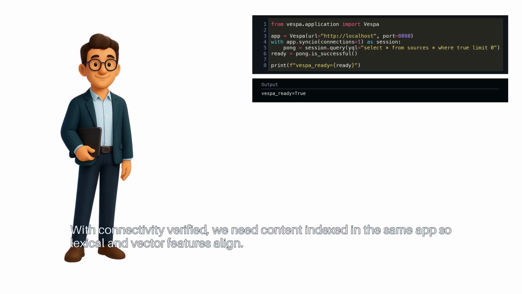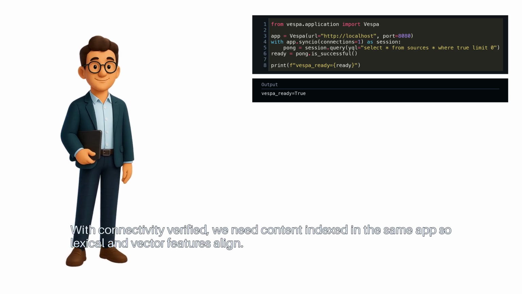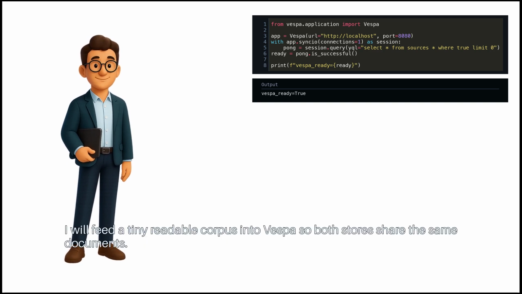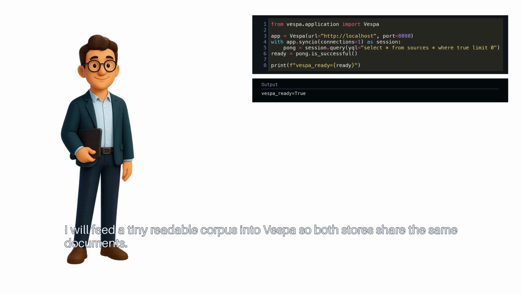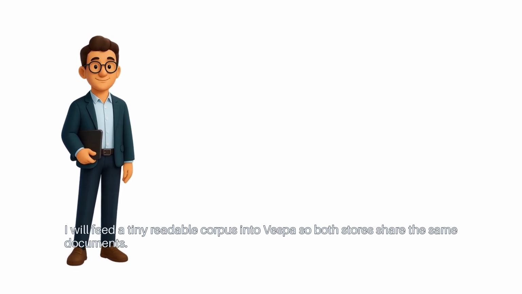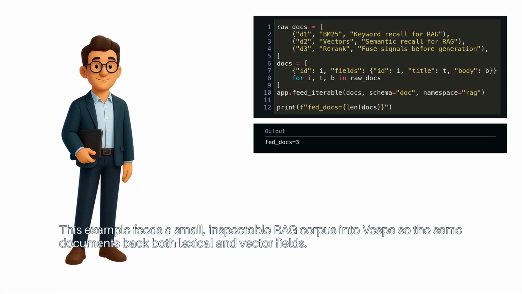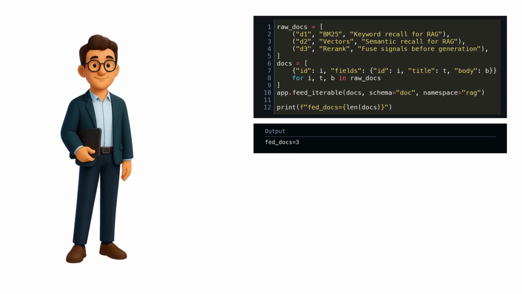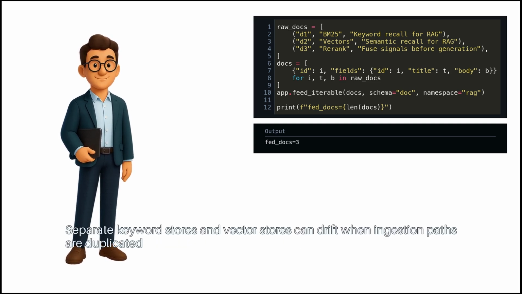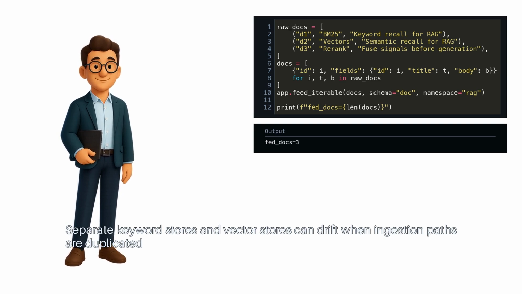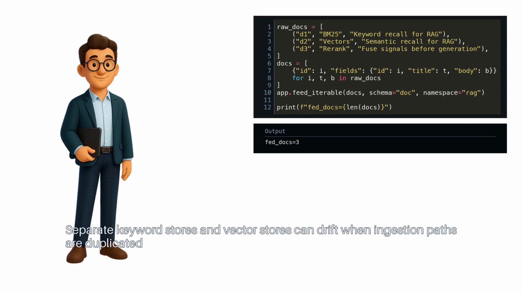With connectivity verified, we need content indexed in the same app, so lexical and vector features align. I will feed a tiny readable corpus into Vespa, so both stores share the same documents. This example feeds a small, inspectable RAG corpus into Vespa, so the same documents back both lexical and vector fields. Separate keyword stores and vector stores can drift when ingestion paths are duplicated.